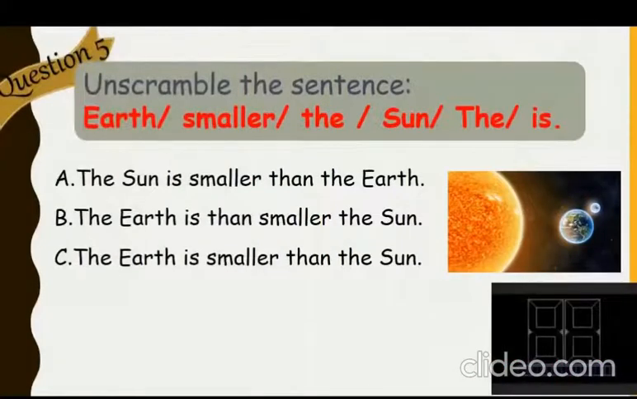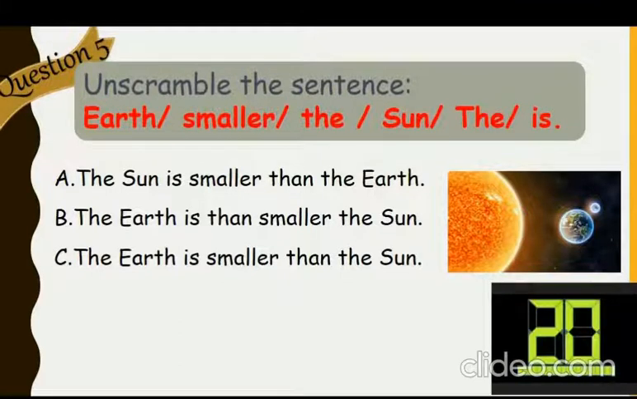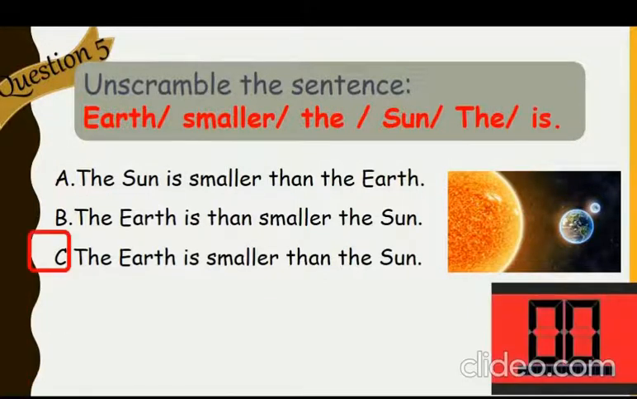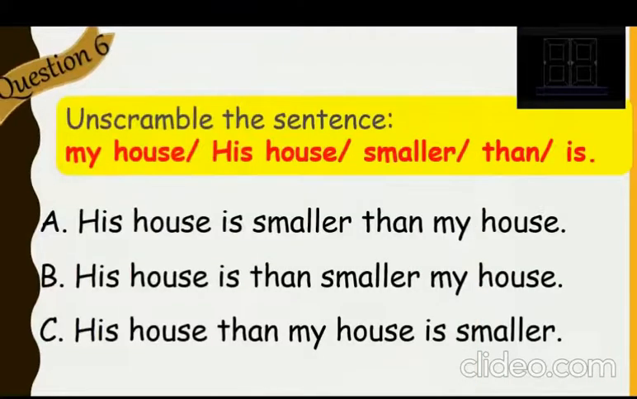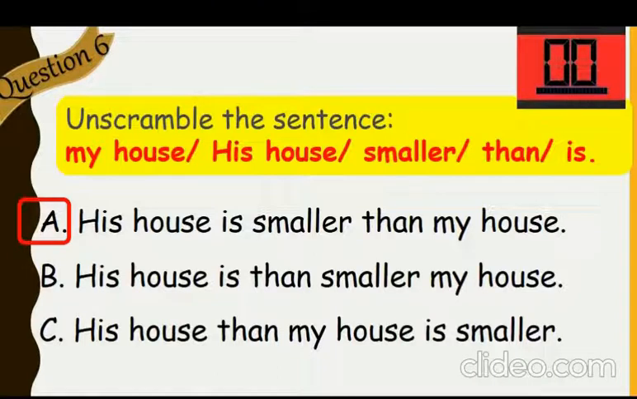Question number 5. I wish you the best of luck. May I have 20 seconds on the clock, please? Your time starts now. C. The Earth is smaller than the Sun. Question number 6. I wish you the best of luck. 20 seconds on the clock, please. Your time starts now. It's A. His house is smaller than my house.